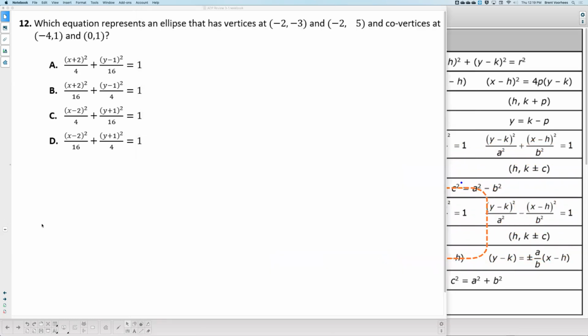Okay, so now let's solve the problems. I'm actually going to do most of these really quickly to show you how you can do it with multiple choice.